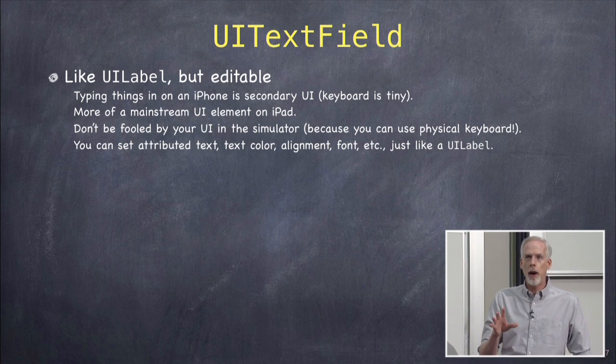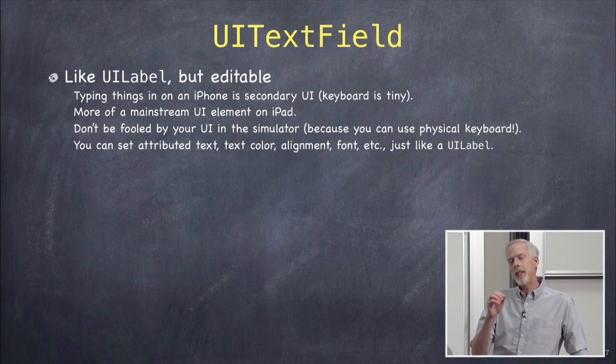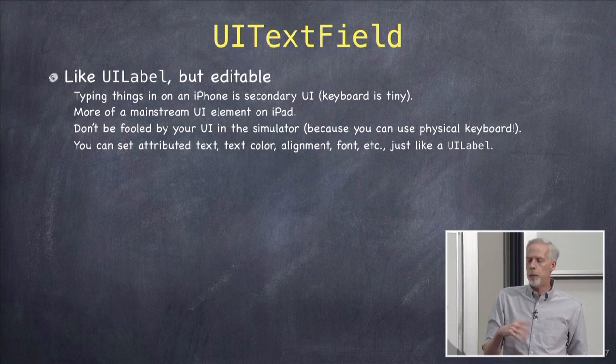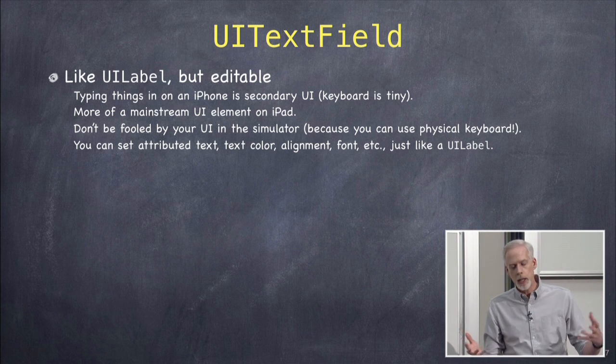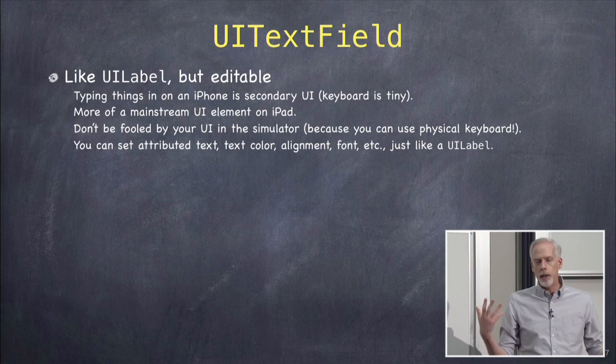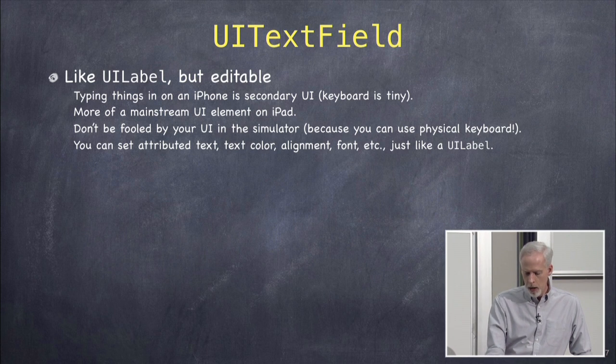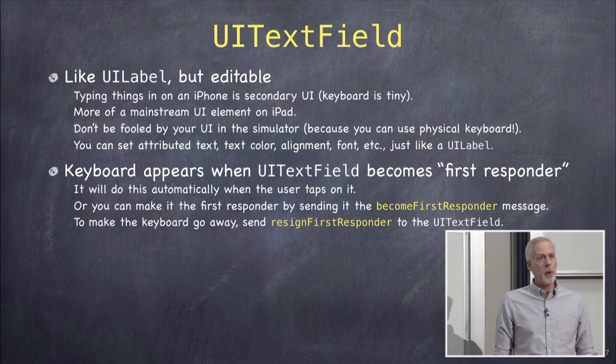So that's all a UI text field is. Now, because it's editable, it's got some little intricacies that are quite a bit different than UI label. It still has things like attributed text, and you can set the font and all these things because it's very much like a UI label in that way. But there's this keyboard, okay?